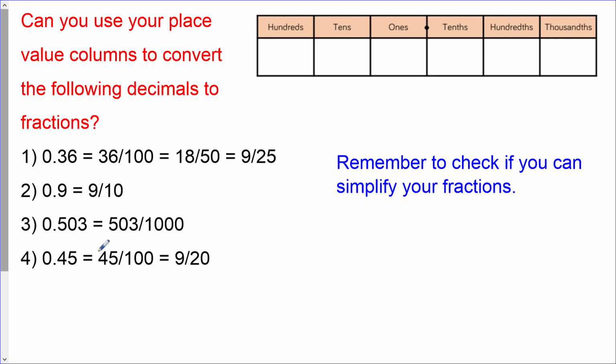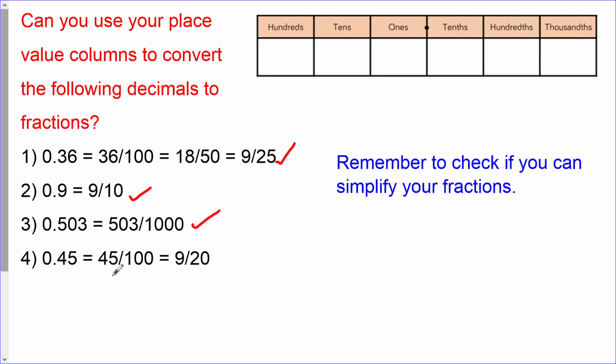Now if we went through our 4 questions, we should have seen that 36 hundredths, both are in the 2 times table, so we can get down to 18 fiftieths. Once again, they are both in the 2 times table, so we can get down to 9 25ths as our final answer. As I said before, any of these would be correct though. 0.9, we should have seen that you cannot simplify that at all. 0.503, you cannot simplify that at all.